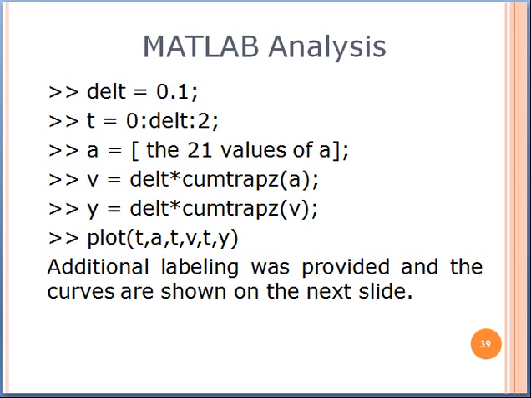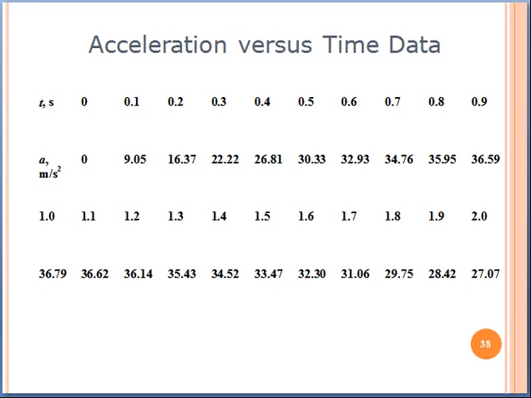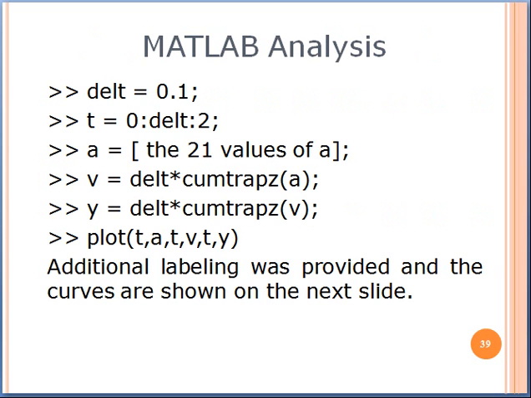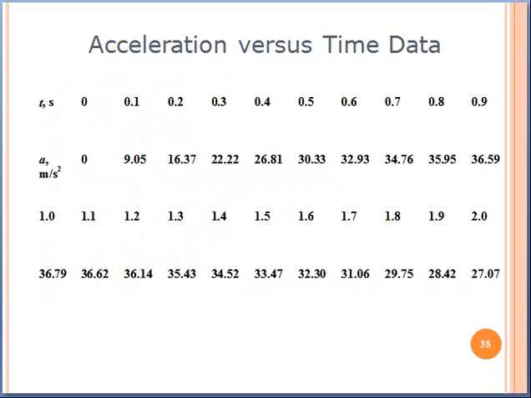Now the second step is defining the t. Let's see the range of t. Here the t is starting from 0 and ending at 2. So I am defining t starting point 0 colon difference del t, that is 0.1 colon, and ending is 2. Now for defining the acceleration, you have to write all the 21 values of a, because they have no common separation and no common formula that we can use here. So you have to write all the values. There are 0, 9.05 and so on till 27.07.